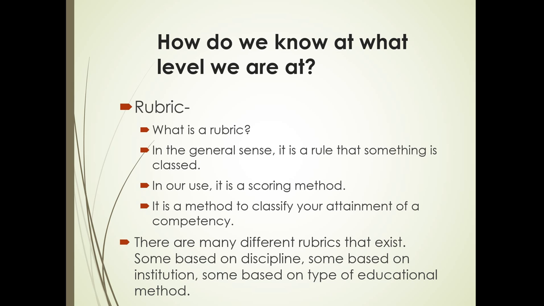Well, if I assess something and Craig assesses something and Jeff assesses something, we're all going to assess it differently because we're different people with different backgrounds. So we're going to use a rubric. A rubric, in the most general sense of the word, is just how we're going to class something. It's a rule, a scoring method. We're going to talk about the method we're going to use to classify your attainment. What level are you at in your competencies?